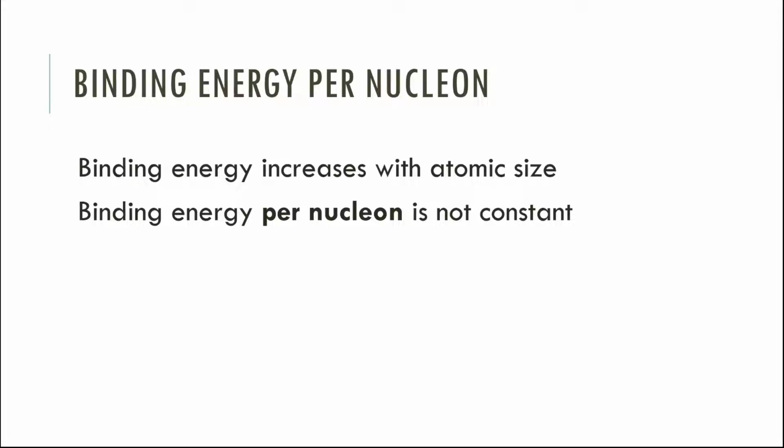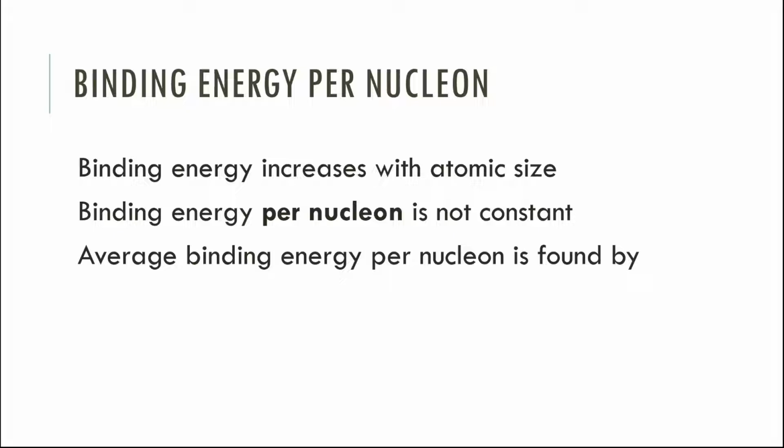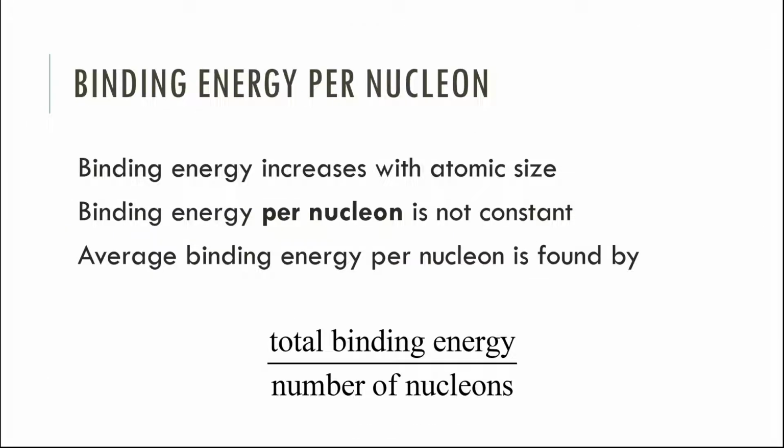So every nucleus has its own binding energy per nucleon. And here's how we do that. It's truly just binding energy per nucleon. So you take the total binding energy, the total energy holding any given nucleus together, divided by the number of nucleons, which are protons and neutrons. So total of protons plus neutrons. That tells you the binding energy per nucleon.